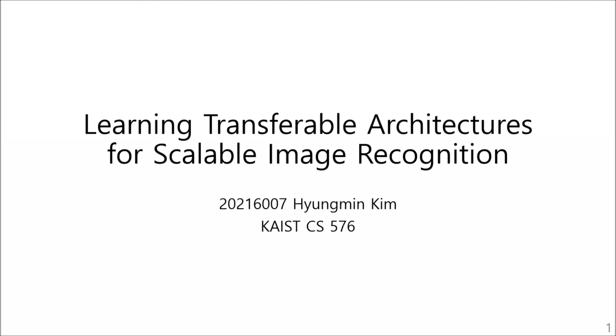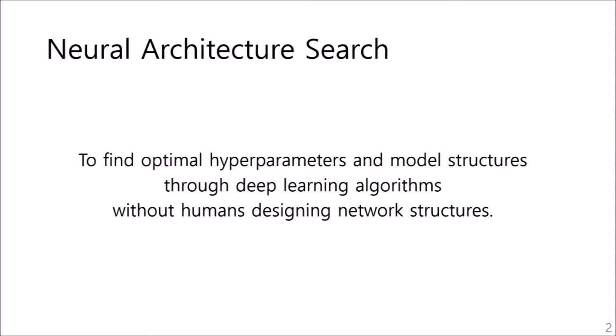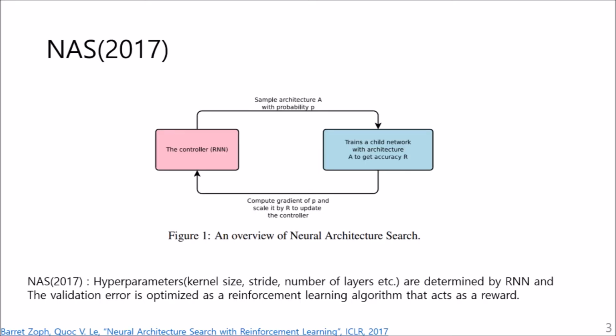Today I'm going to talk about the paper named Learning Transferable Architectures for Scalable Image Recognition from CVPR 2018. Neural architecture search is a method by which network algorithms find optimized structures themselves. In 2017, a method of finding hyperparameters for each layer using RNNs and reinforcement learning was proposed, named NAS.